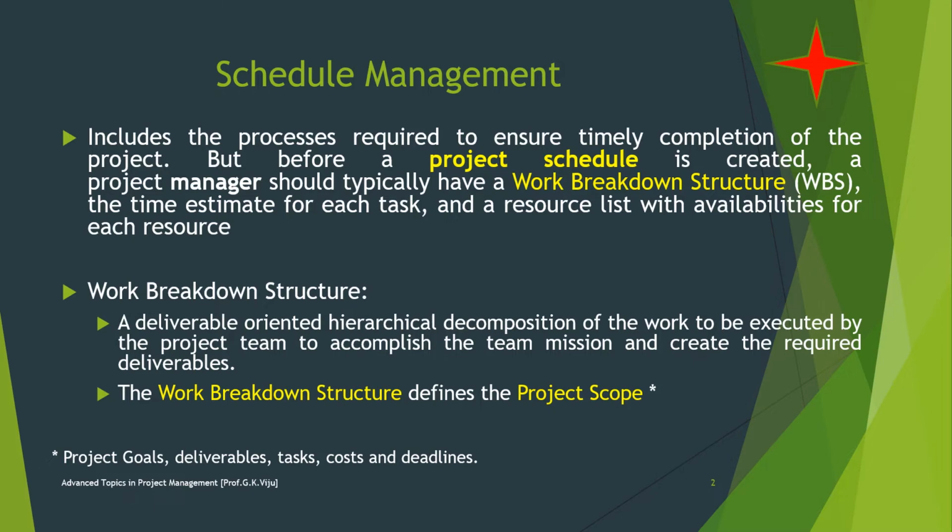It was identified that making a list is not appropriate as compared to creating a work breakdown structure. So what is work breakdown structure? It's a deliverable-oriented hierarchical decomposition of the work to be executed by the project team to accomplish the team mission and create the required deliverables. And work breakdown structure is mainly used to define the project scope. The project scope contains the goals of the project, deliverables of the project, tasks, costs, and deadlines.